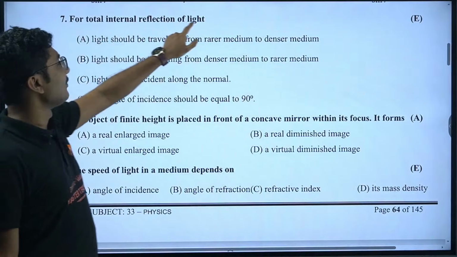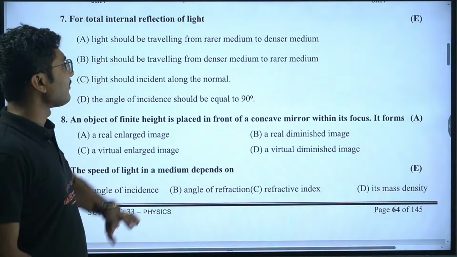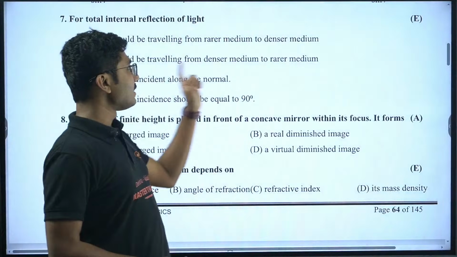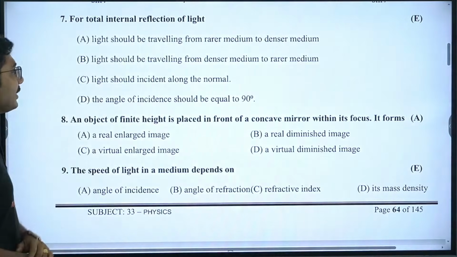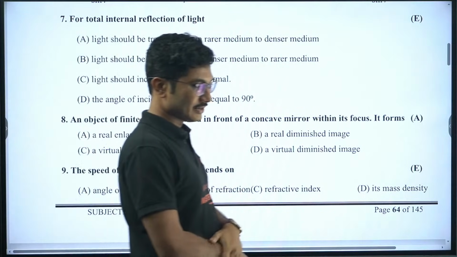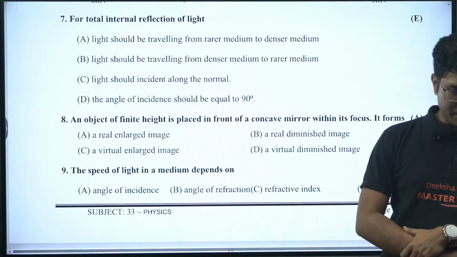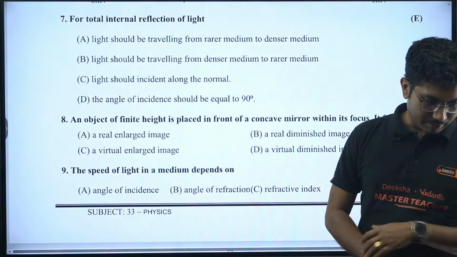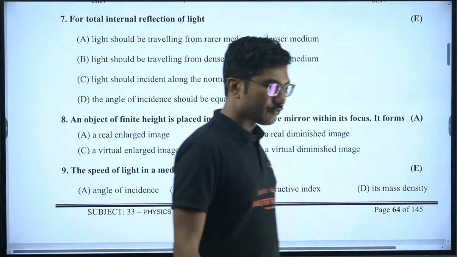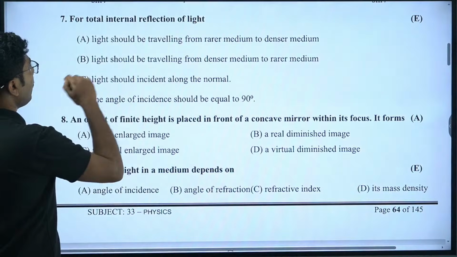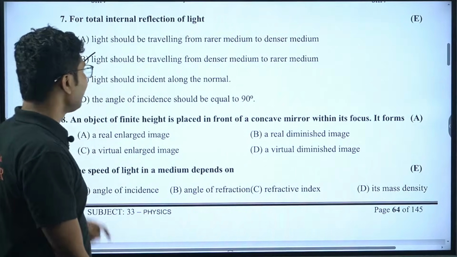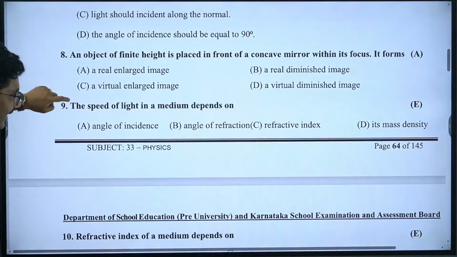For total internal reflection of light, which is correct? Light should be traveling from rarer medium to denser medium. Light should be traveling from denser medium to rarer medium. Light should be incident along the normal. The angle of incidence should be equal to 90 degrees. Let's see. Nagaraj, Tanmay Shetty, Rakesh and Ashel D'Souza, all of you are saying option B. So option B must be the correct answer, right? Yes, light should be traveling from denser to rarer. Option B is definitely the correct answer.